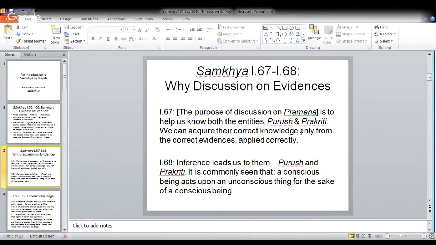1.68 is saying, Samanyato Drishtad Ubhay Siddhi. Inference leads us to them. Because today we don't know Purush and Prakriti. But by inference, we can get to them. And even if we want to make an inference, we ought to know the mechanism, the logical framework of evidences. We are not just cooking it up. There is enough prima facie reason to conjecture that Purush and Prakriti exist. And that is what he is saying.